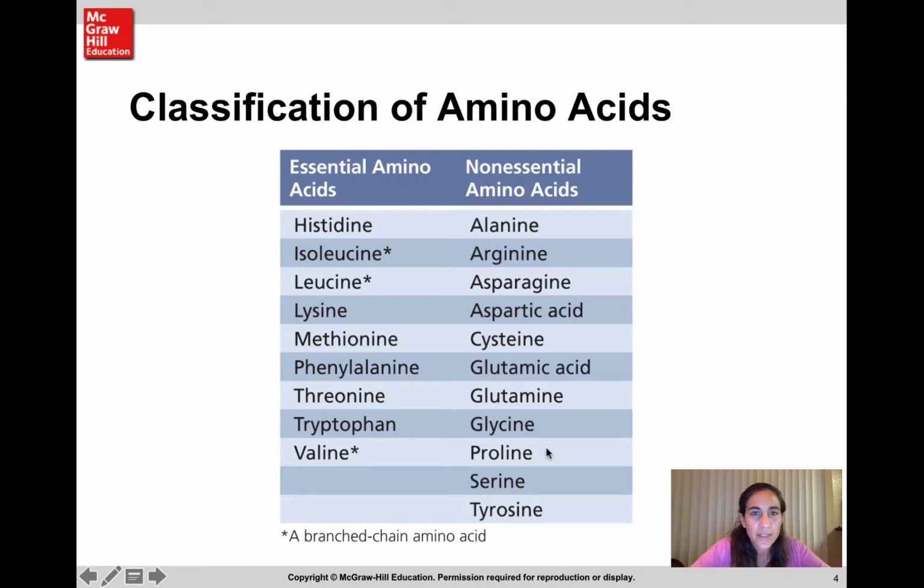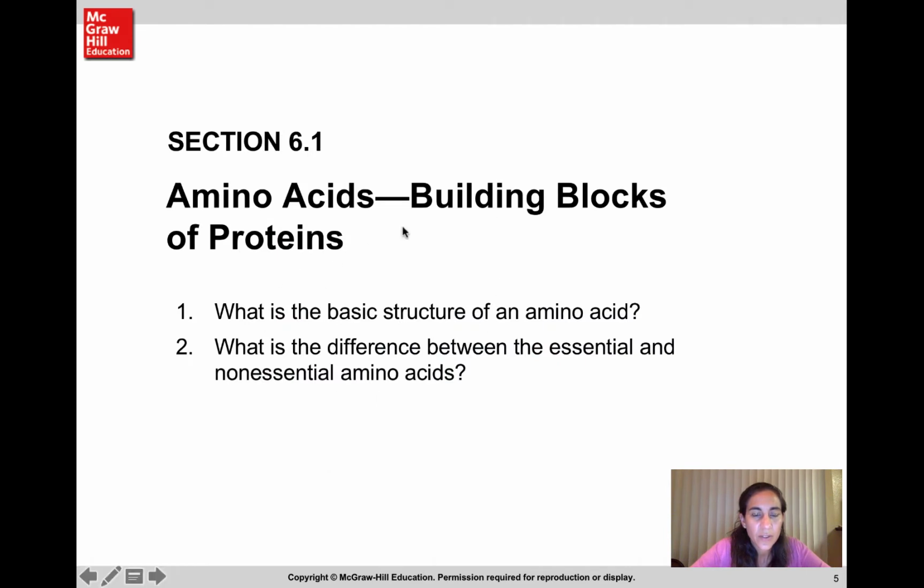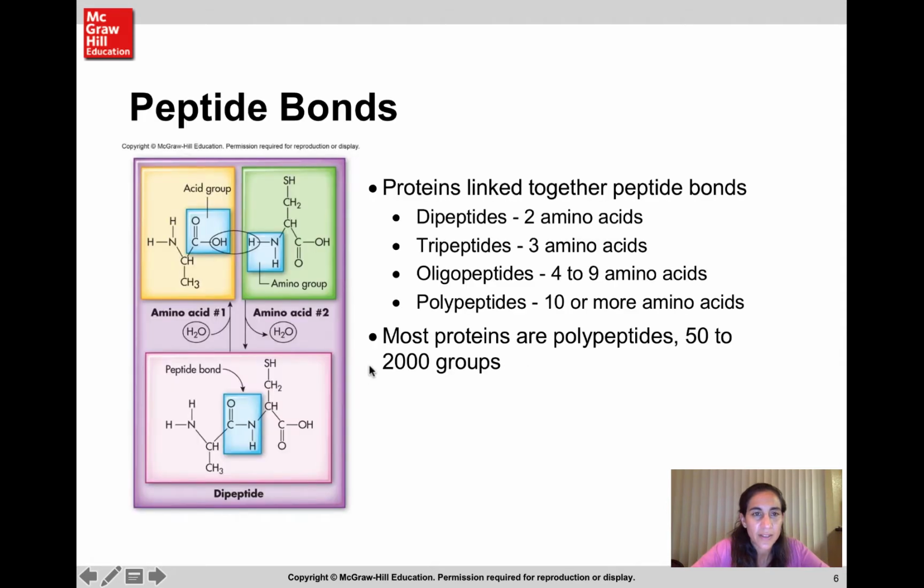We see here the 20 amino acids with 9 being essential: histidine, isoleucine, leucine, lysine, methionine, phenylalanine, threonine, tryptophan, and valine. 3 are the branched chain amino acids, including isoleucine, leucine, and valine. Essential amino acids are required to be consumed in the diet because we cannot make them in the body, and they are required for essential body functions. So you can go over these questions to test your knowledge on the basic structure of an amino acid and differences between the essential and non-essential amino acids.